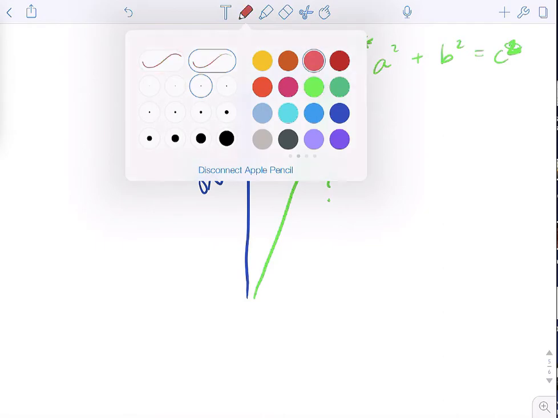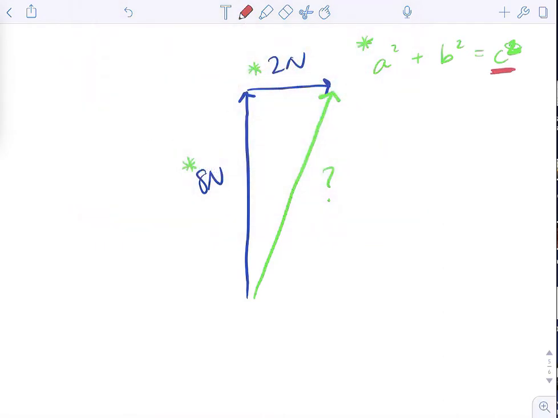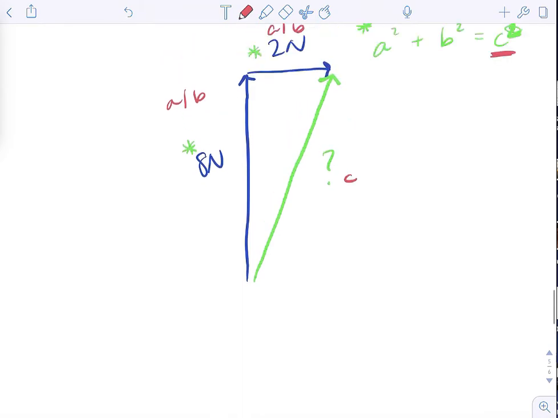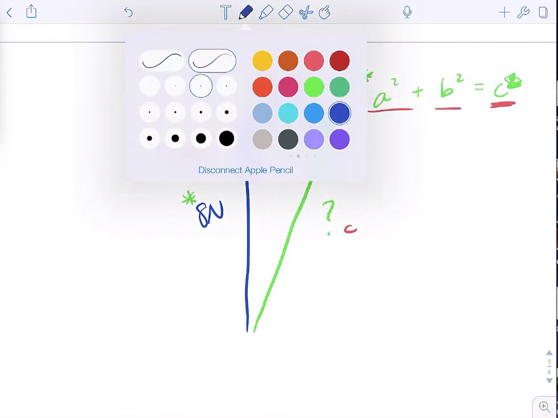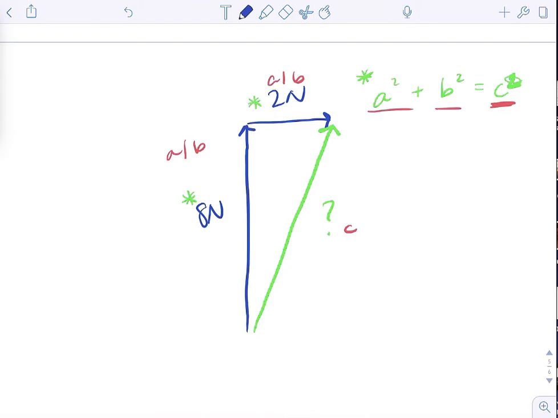C is always the hypotenuse. And then A and B are these other two sides. It really doesn't matter which is which because you end up adding together their squares whenever you are done. So now I'm just going to plug in stuff and solve. I'm going to get my calculator out really quickly. 8 squared plus 2 squared equals c squared.